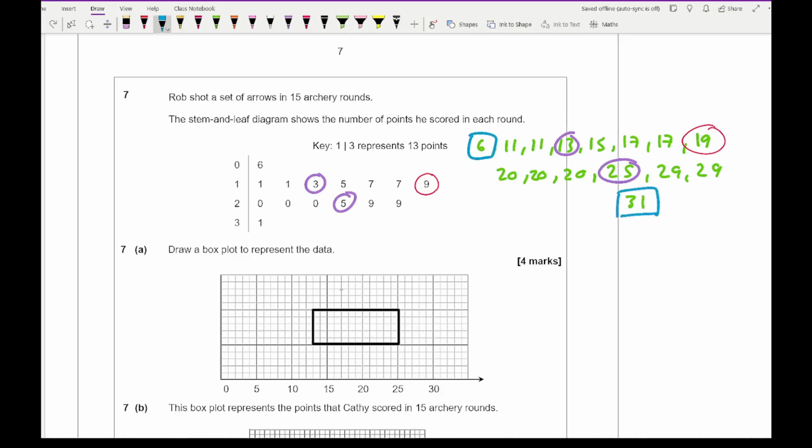So looking at this, my lower quartile is here, my upper quartile is here, my median value is 19, which is going to be there, and my smallest value was 6, which is there, and then all that's left for me to do is just draw the whiskers, and there we go.